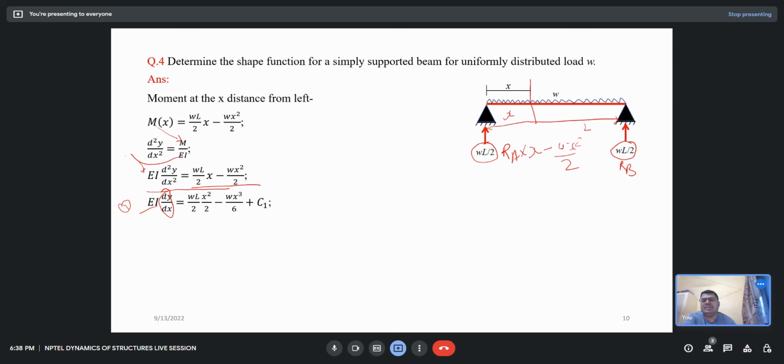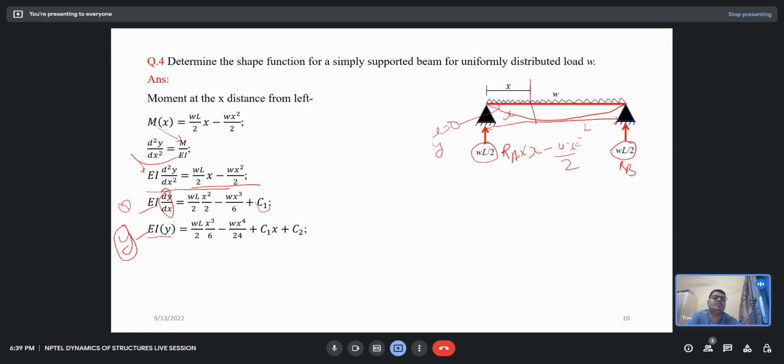If I integrate it again, I will get it in terms of y. Again integrating, x square becomes x cube by 6, and x cube becomes x to the fourth by 4, so that multiplication will be 24, plus c1 into x plus c2. So that is my deflection, or the displacement along the span. Now I need to apply the boundary conditions. So for this case, let us say my displacement is y at x equal to 0.